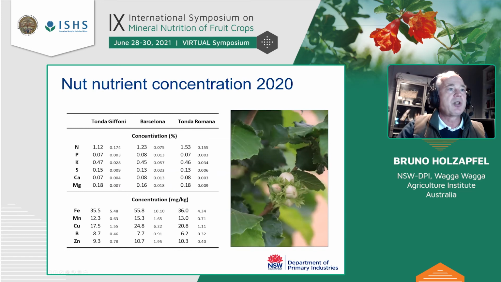So the concentrations of the nutrients are in this table. Again, we have the 3 varieties, and you can see for nitrogen, Tonda Romana, as indicated earlier in the leaves, has higher nitrogen levels than the other 2 varieties. So in regard to micronutrients, there's iron, which is much higher in Barcelona compared to the other varieties.